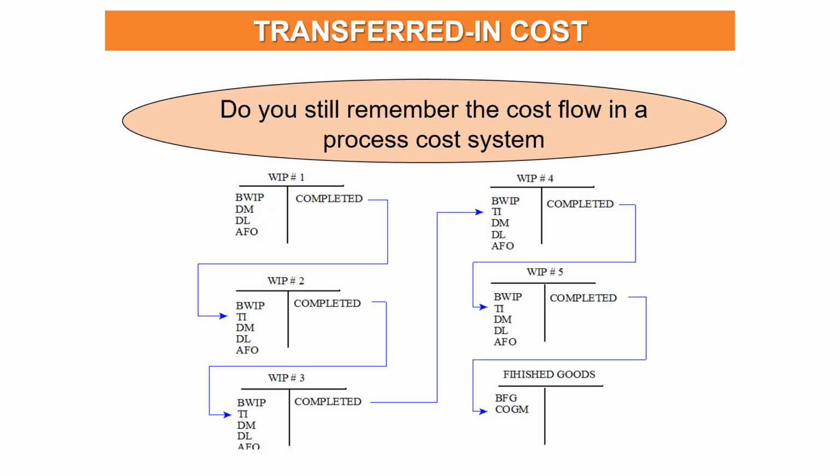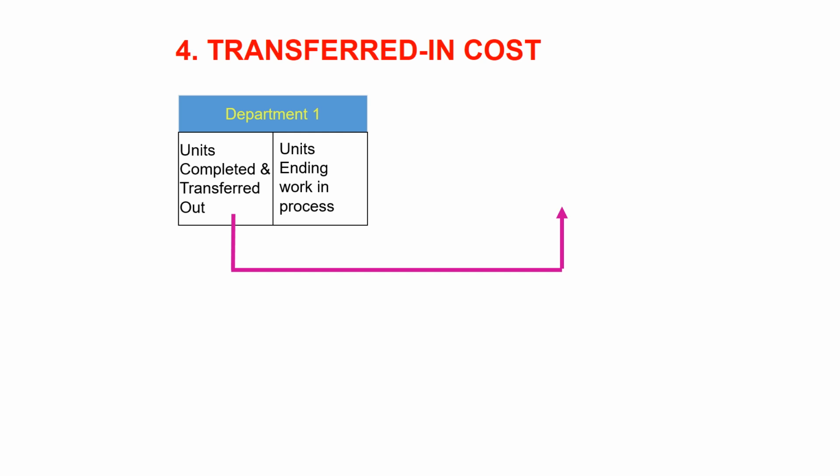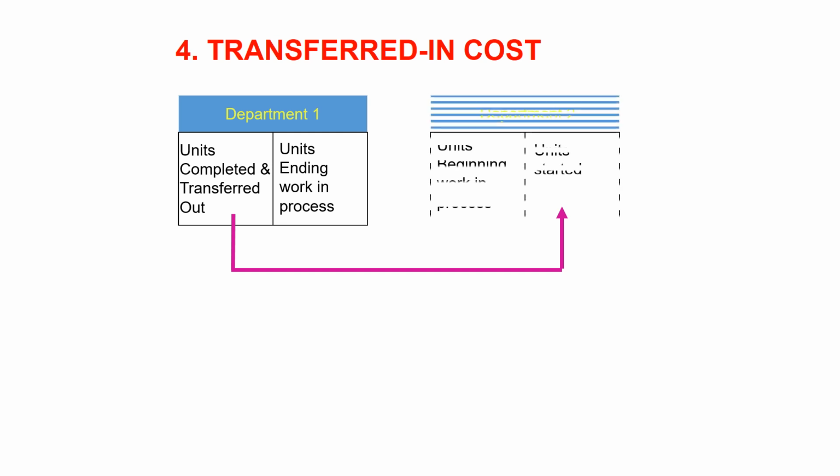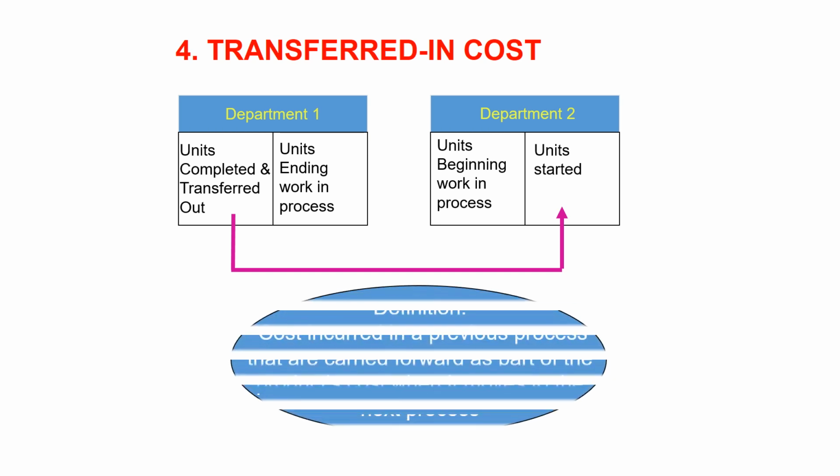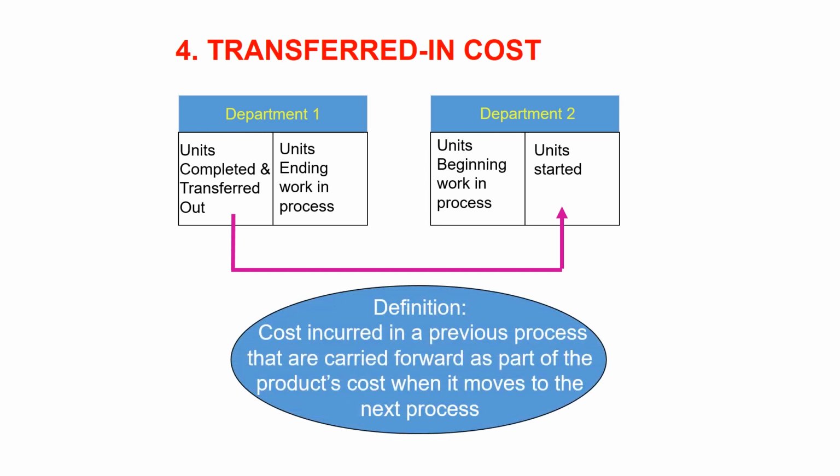Transferred in cost. Do you still remember the cost flow in a process cost system? The work in process 1 will be transferred to work in process 2 and so on until it is completed. Look at the diagram. In Department 1, completed units will be transferred out into Department 2 and would be the started units for Department 2. Transferred in cost is cost incurred in a previous process that is carried forward as part of the product's cost when it moves to the next process.